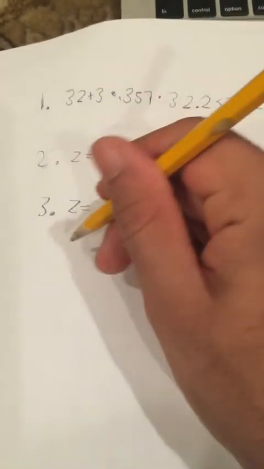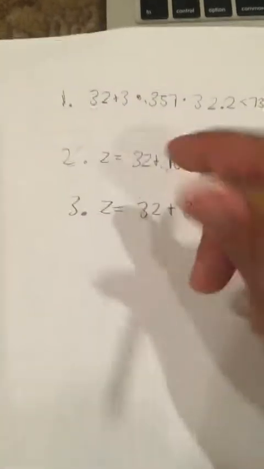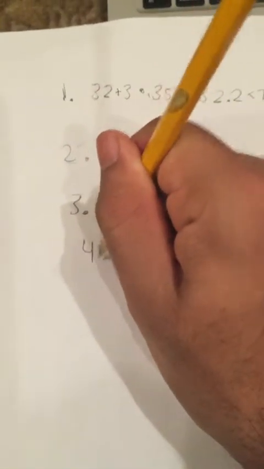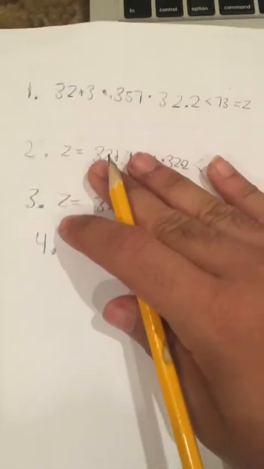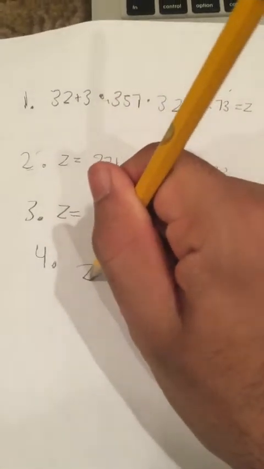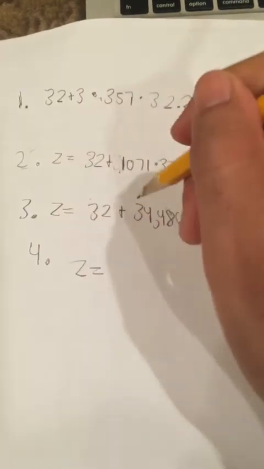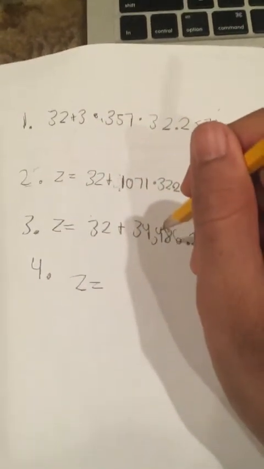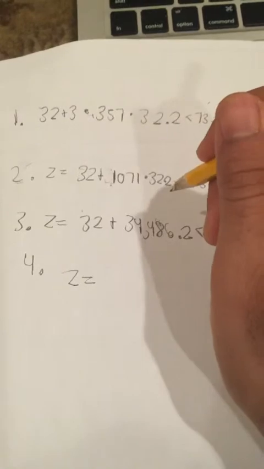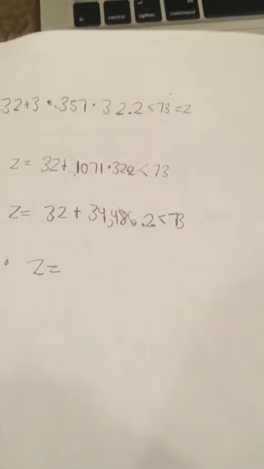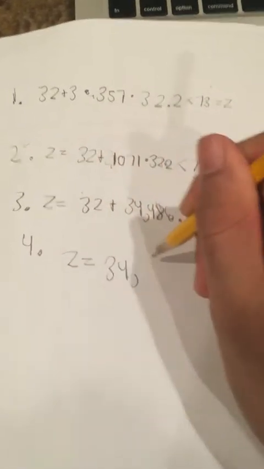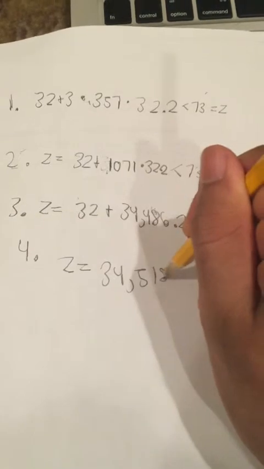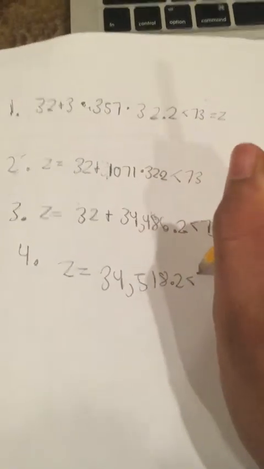So now we have to do the addition, because that is the final mathematical operation. Well, no, I shouldn't say it's the final mathematical operation, because you have to also consider the equals and the less than. So z equals 32 plus 34,486.2, and that number is 34,508.2 is less than 73.